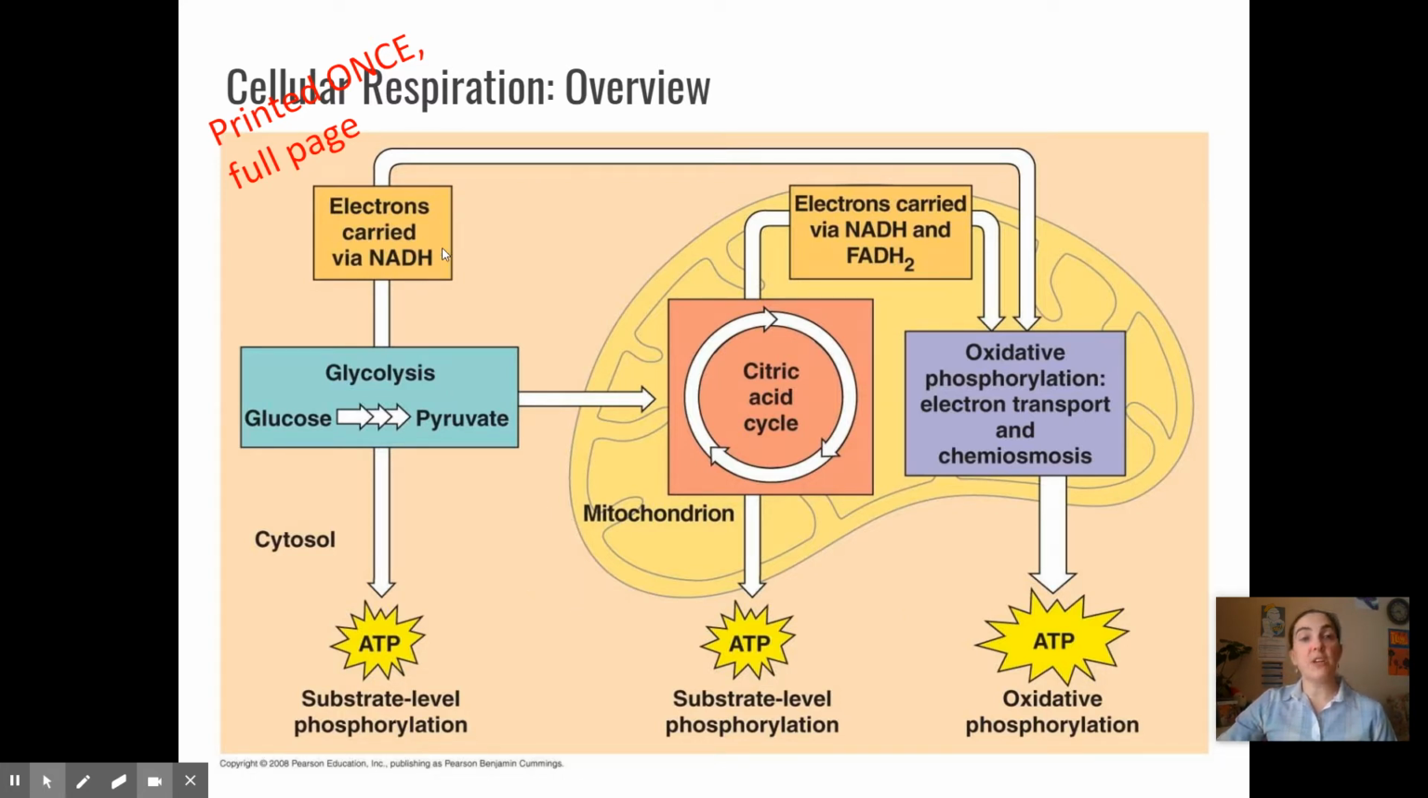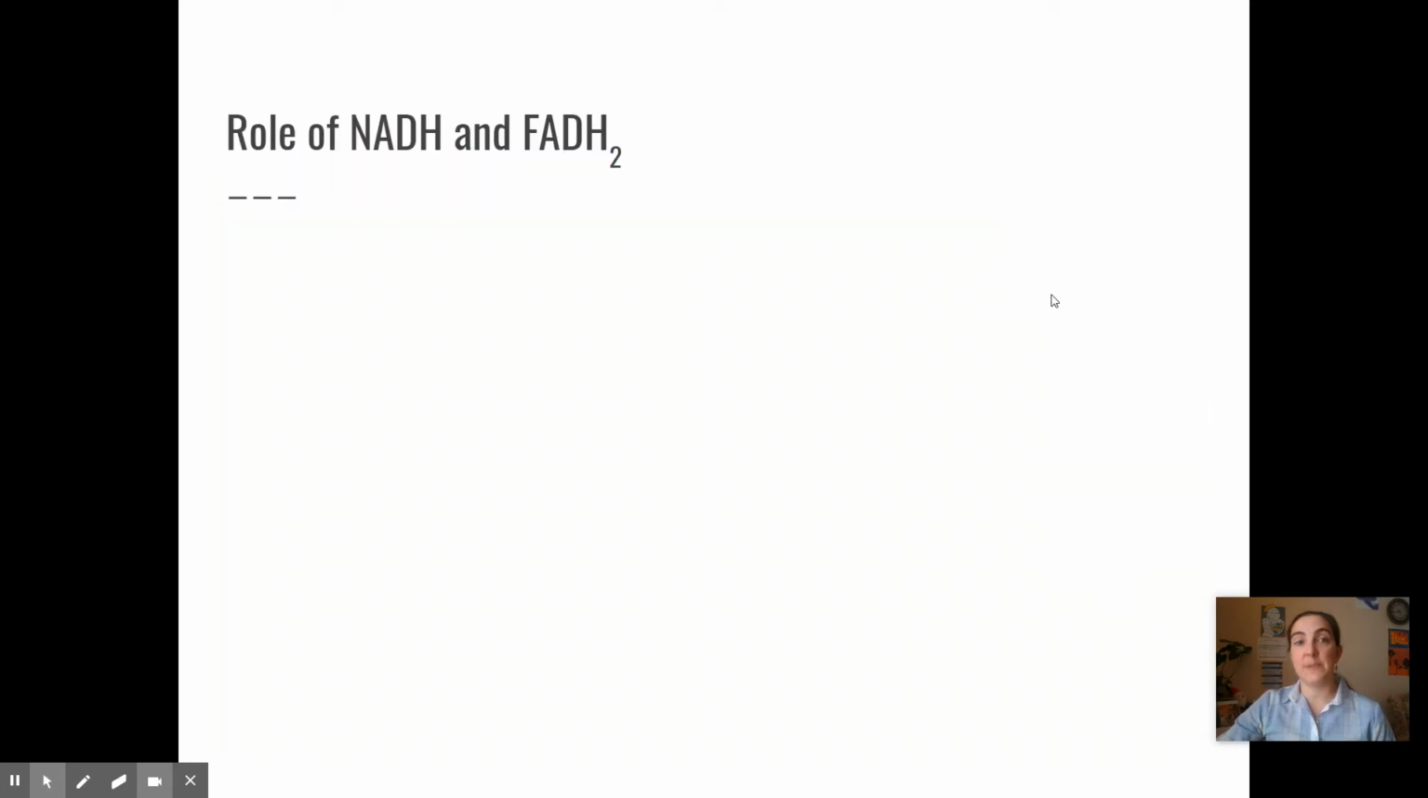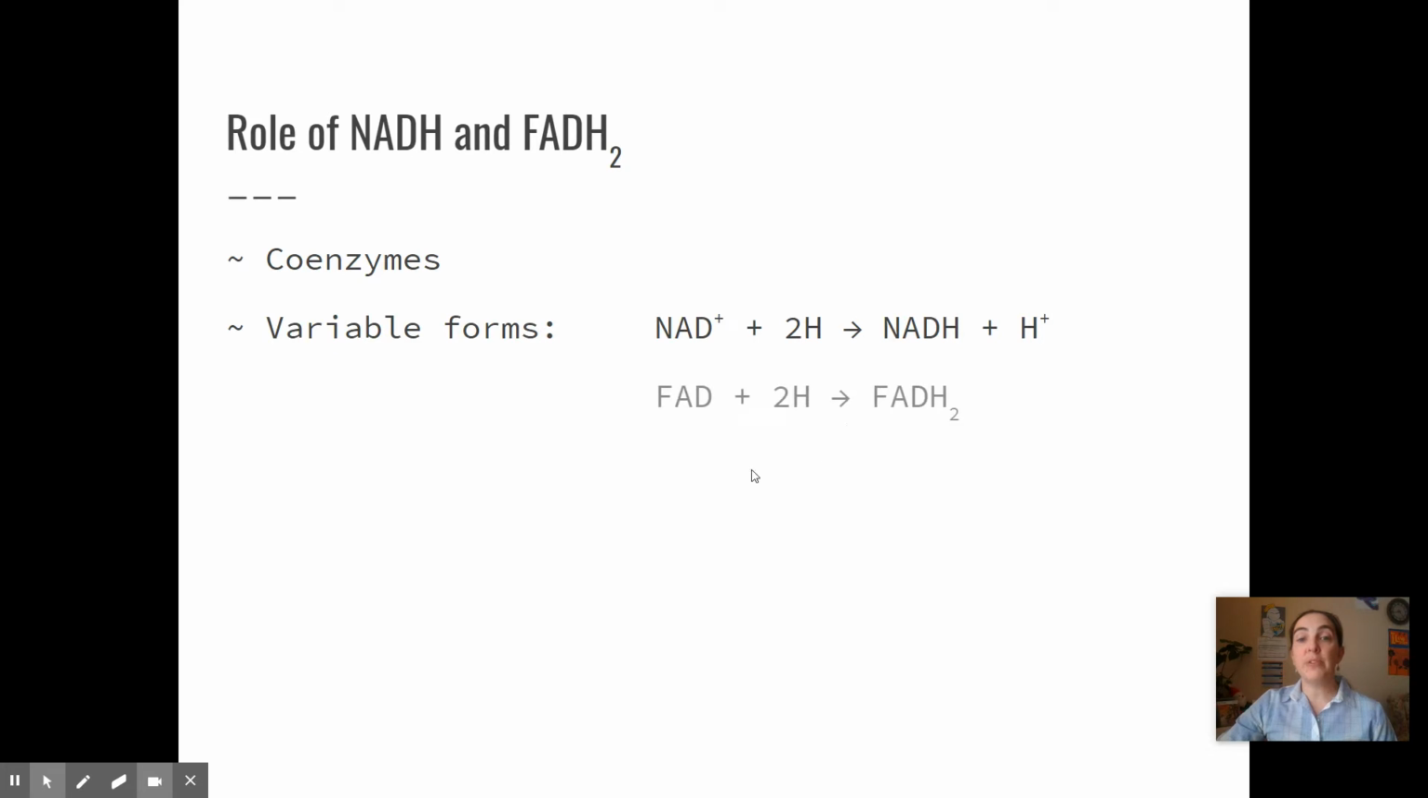First, though, I want to talk a little bit about this NADH and FADH2, these molecules that you see coming out of these first couple of steps. NADH and FADH2 are coenzymes. That means they help enzymes to function, and both of them have these variable forms. You can see NADH exists as NAD+.